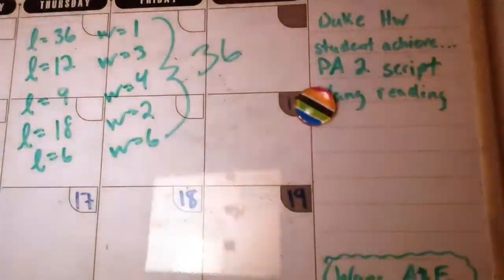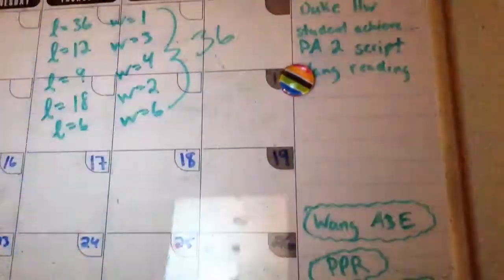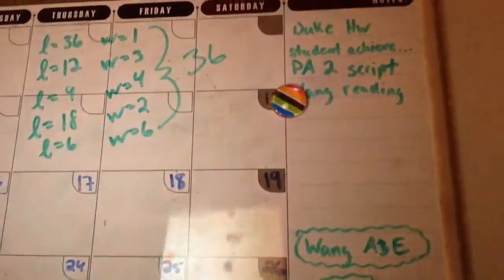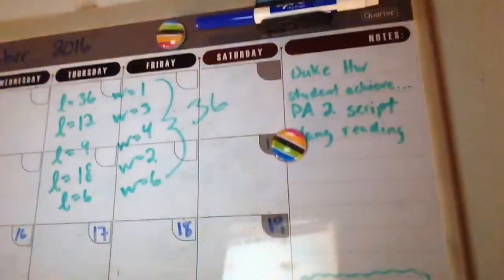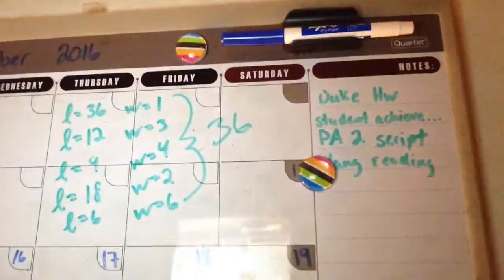Notice how they were able to tell me that the length is the bigger number out of all of them, except for length is 6 and width is 6, because that's the same number. But other than that, the length is the biggest number and the width the smallest number, because the length represents our biggest side.